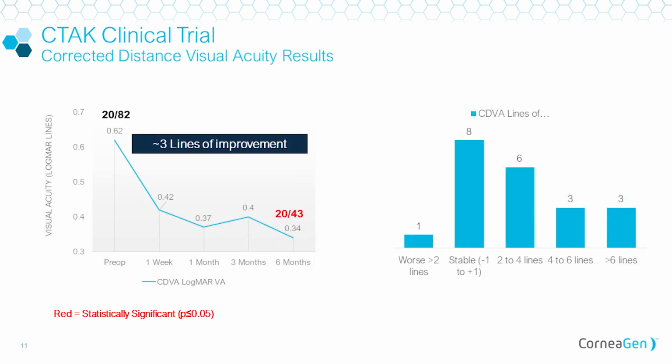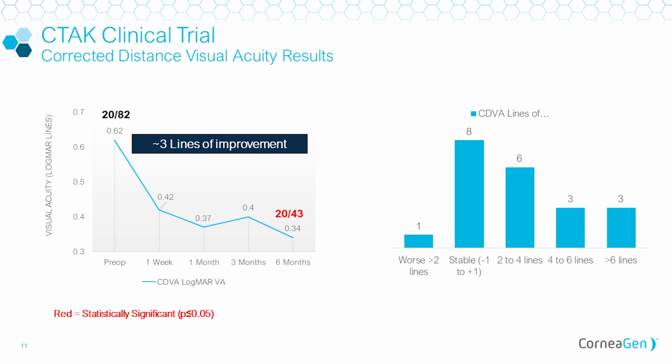On the best corrected side in glasses, we see the same thing. We see an average of 3 lines of improvement in spectacle correction. And again, looking at the averages, these are moderate and severe patients that had a visual acuity of about 20/80 in glasses and now got to about 20/40. And so these are patients who have a real meaningful change in their glasses vision.